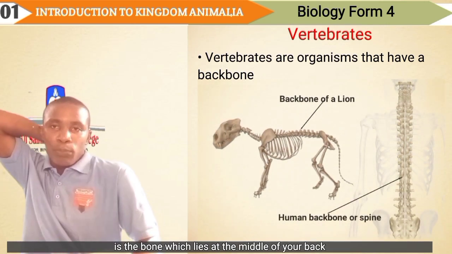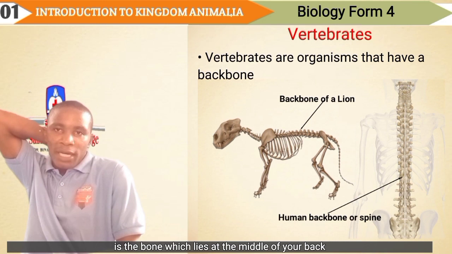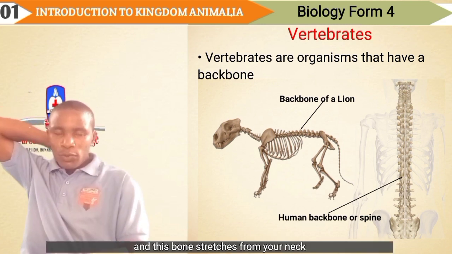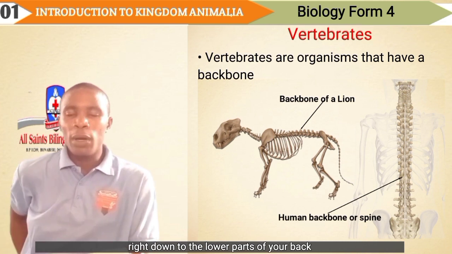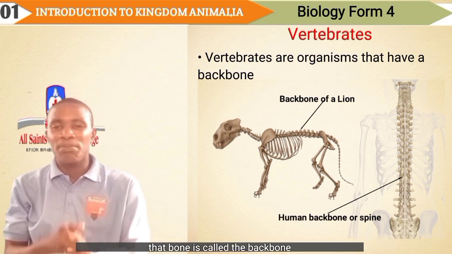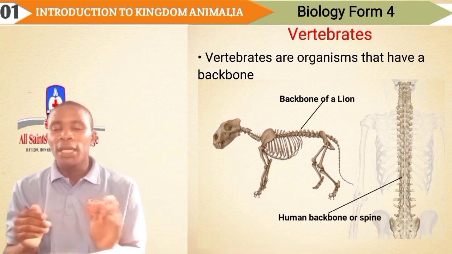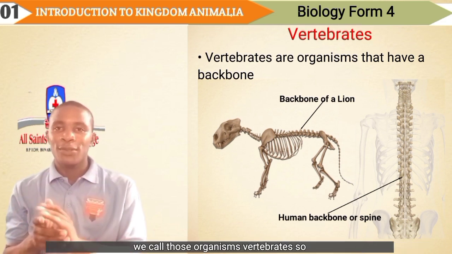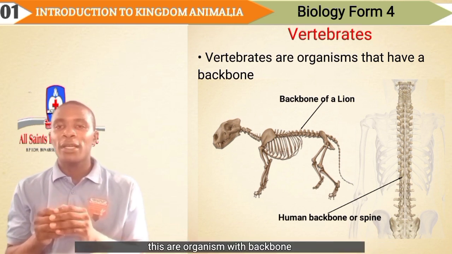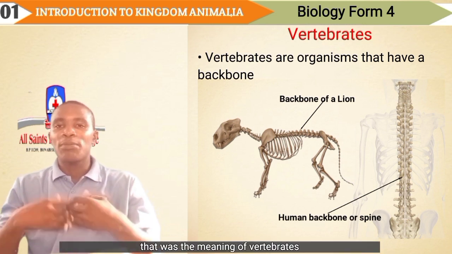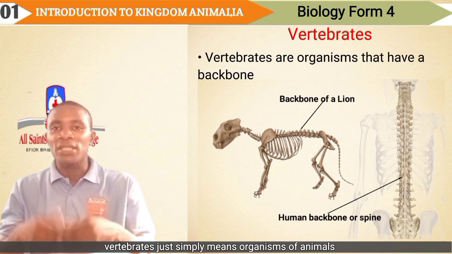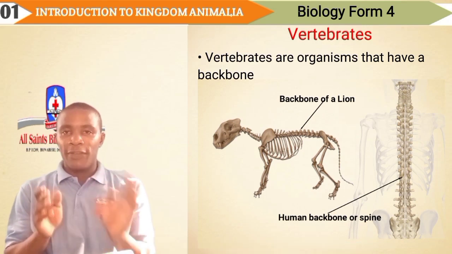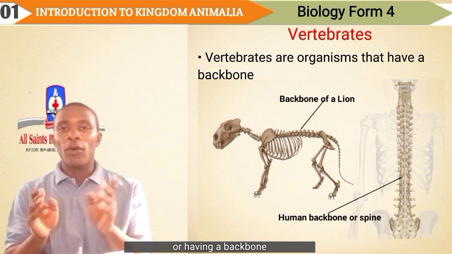A backbone is the bone which lies at the middle of your back. If you stretch your hand a little to the back, you will touch a bone, and this bone stretches from your neck right down to the lower parts of your back. That bone is called the backbone, or the vertebrae. That's why all organisms having that bone, we call vertebrates. So these are organisms with a backbone. So they can ask you what's the meaning of vertebrates? Vertebrates simply means organisms or animals with a backbone or with a vertebrae.